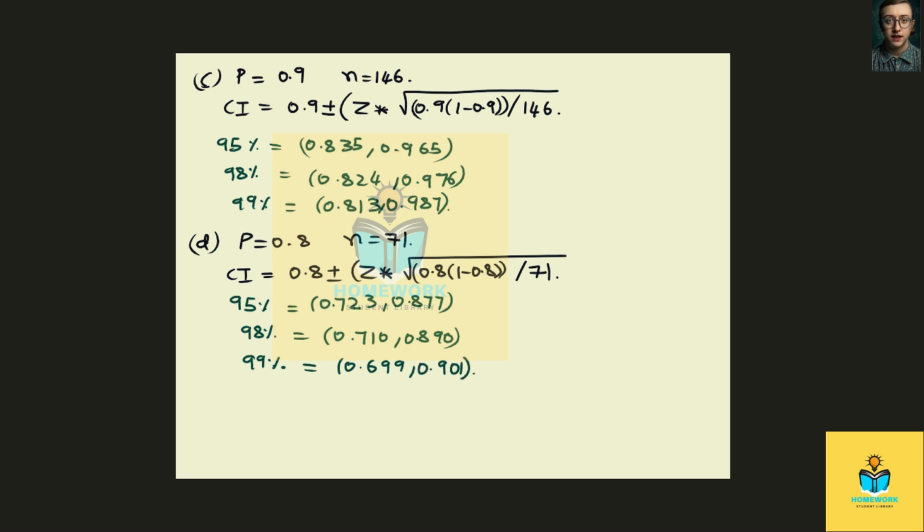So here are the values that have been calculated for A, B, C and D with different confidence intervals, which are 95, 98 and 99, with different Z values extracted from the standard normal tables that I mentioned at the start of the question.